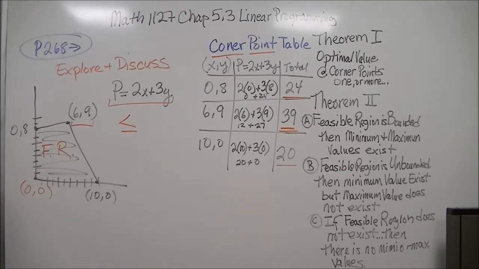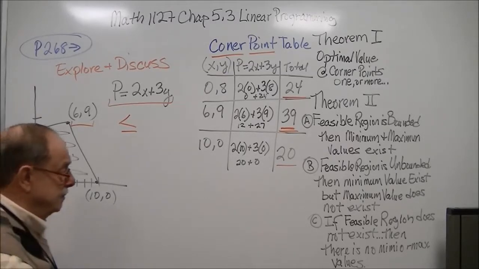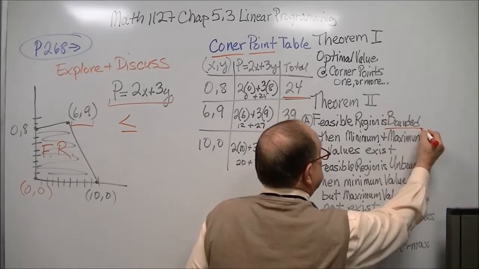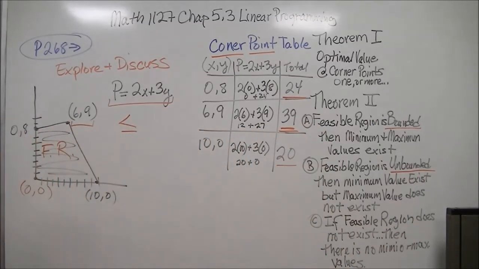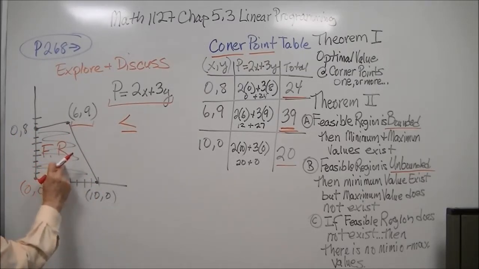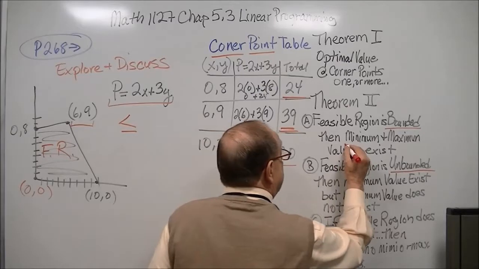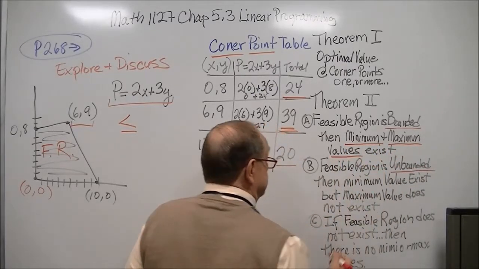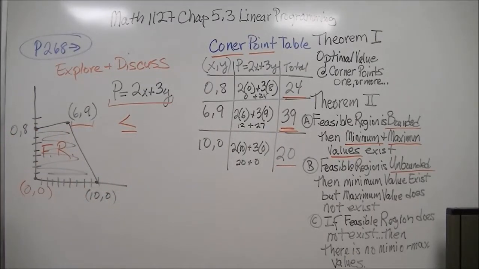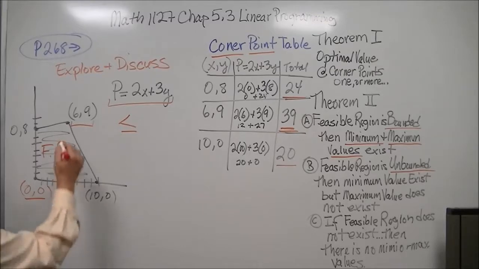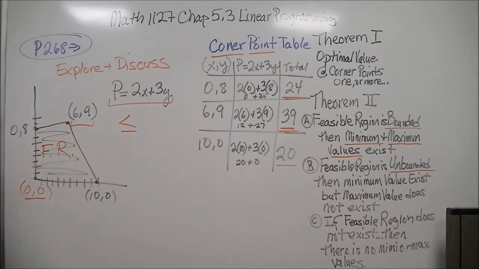Now, another thing from the past, and I think I mentioned this very lightly, is this graph bounded or unbounded? Well, as you see, it's all within bounds, so this one is bounded. Now, when your feasible region is bounded, then minimum and maximum values exist. The minimum value would probably be your 0, 0, and your maximum value now we know is 6, 9.